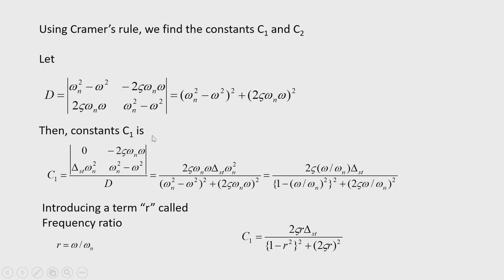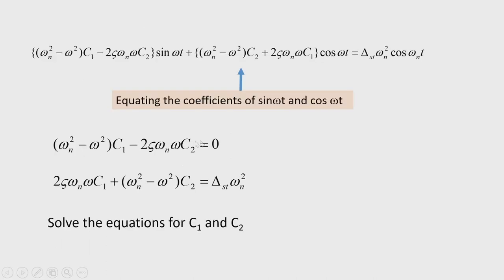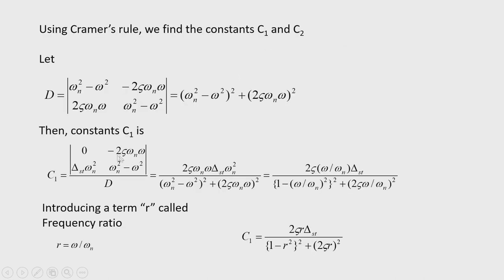Then constant C 1 using Cramer's rule will be C 1 equal to determinant 0, delta S t omega n square. Why is this 0? The first column first row element is 0, because the coefficient of sin omega t is 0, and the coefficient of cos omega t we are getting. So, here 0 is written, delta S t omega n square in the first row second column, minus 2 j omega n omega, and second row second column omega n square minus omega square, divided by D. So, this is C 1.